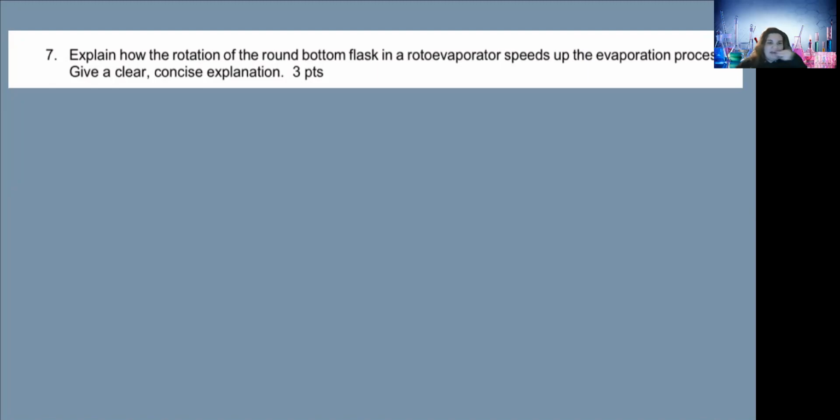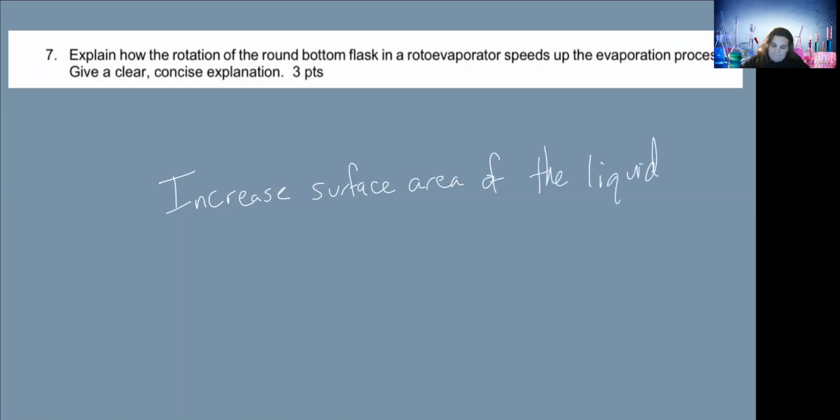Alrighty, so explain how the rotation of the round bottom flask in a roto evaporator speeds up the evaporation process. So what happens when we rotate? Well, when we rotate, we increase the surface area of the liquid inside the RBF. And that's all you have to write for this. That's why we're going faster, right? That's how we speed up the evaporation process, by increasing that surface area.